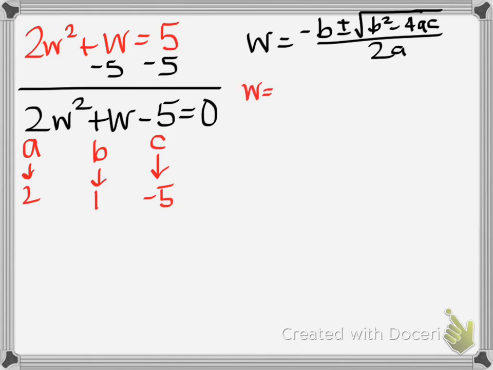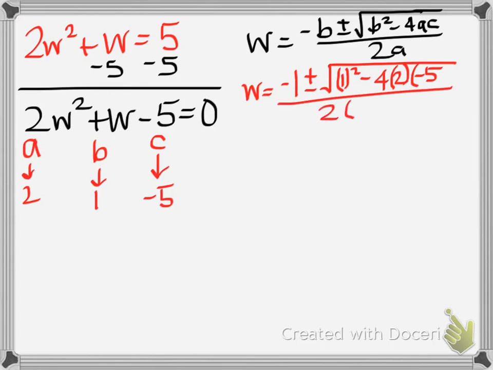w is going to be equal to the opposite of b. So the opposite of 1 is negative 1, plus or minus the square root of b squared. So b is 1, so 1 squared, minus 4 times a, which is 2, times c, which is negative 5. All divided by 2 times a, which is 2.